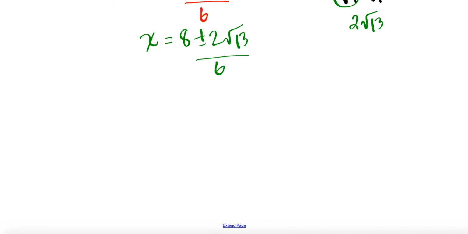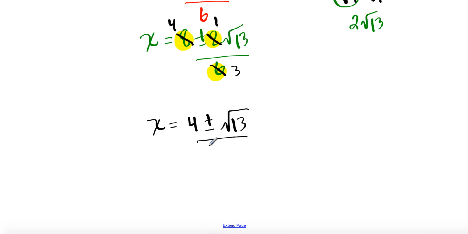All of these numbers outside the radical, 8, 2, and 6, they all three have a common factor. Now it has to work for all three. And so because 2 goes into all three of them, 2 goes into 8 4 times, 2 goes into 2 once, and 2 goes into 6 3 times. This leaves me with x is equal to 4 plus or minus the square root of 13, all divided by 3. You can leave it like that, or you can put it in the curly brackets or the braces, whatever you want to call it.